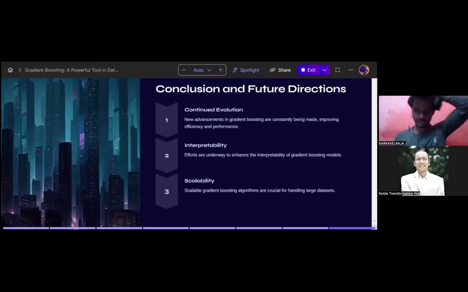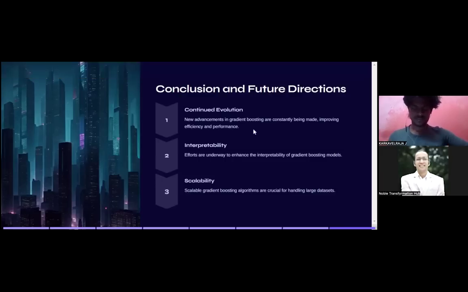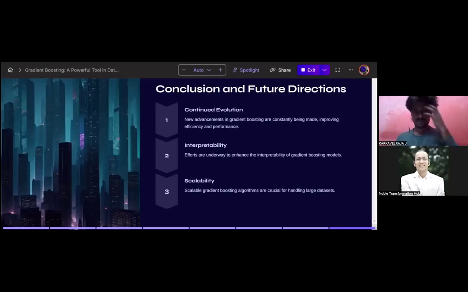Yeah, so conclusion and future directions, guys. Continued evolution is happening in the field of gradient boosting, ensemble learning. We are learning this. New advancements in gradient boosting are constantly being made, improving efficiency and performance. Then interpretability: efforts are underway to enhance the interpretability of gradient boosting, and that is improving too. Scalability of gradient boosting algorithms is crucial for handling larger data sets, and research has been going on to improve these things. So: continuous evolution, interpretability, and scalability. Let's move to the other section.